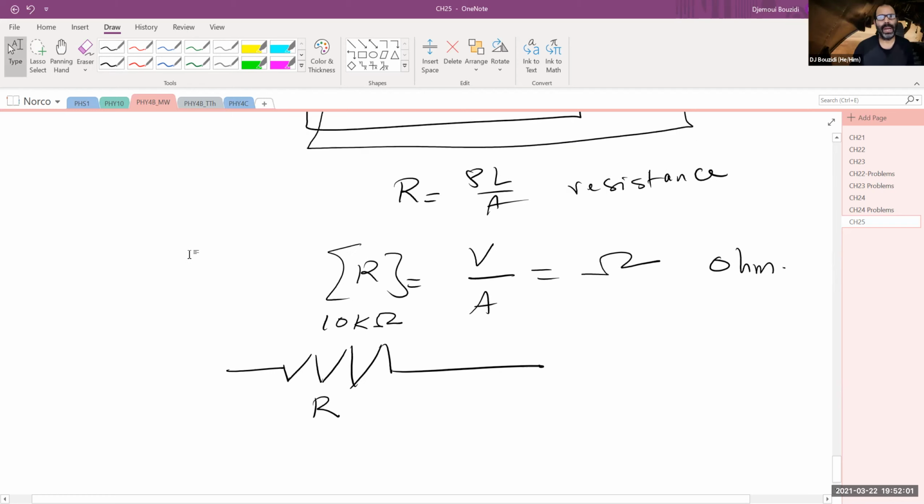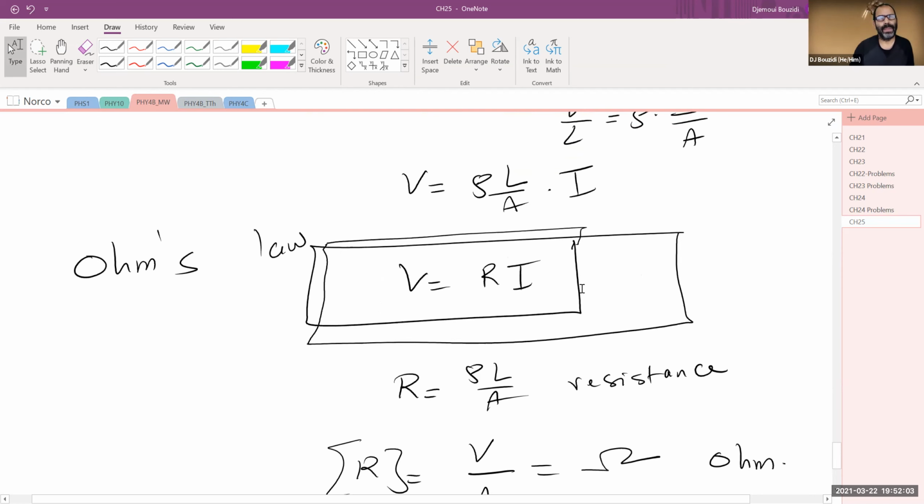A circuit is said to be ohmic if it obeys this law. If you measure the voltage with a voltmeter, and you measure the current with an ammeter, and actually watch and see how V depends on I, you see it's a line. This is a line, it looks like this.